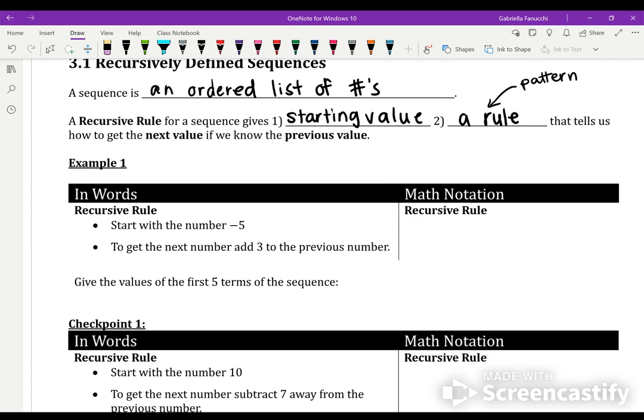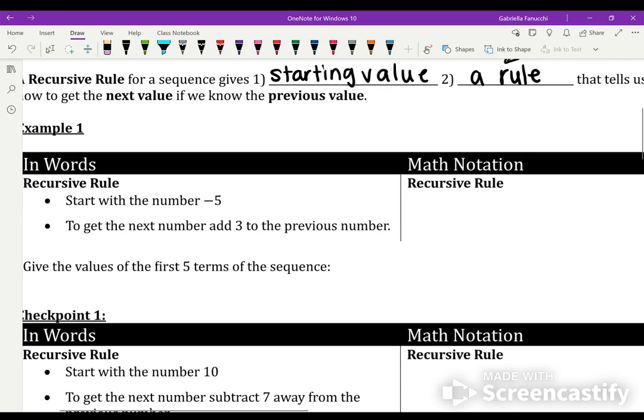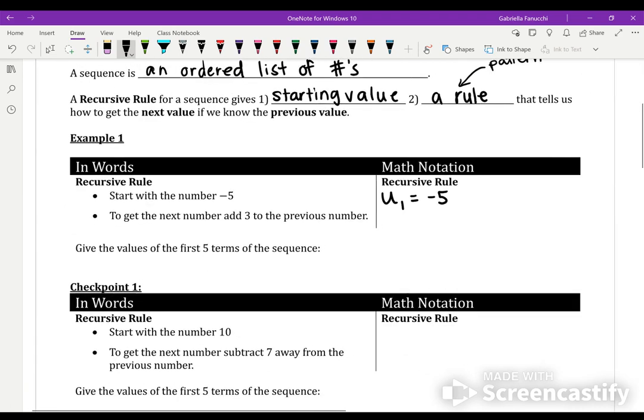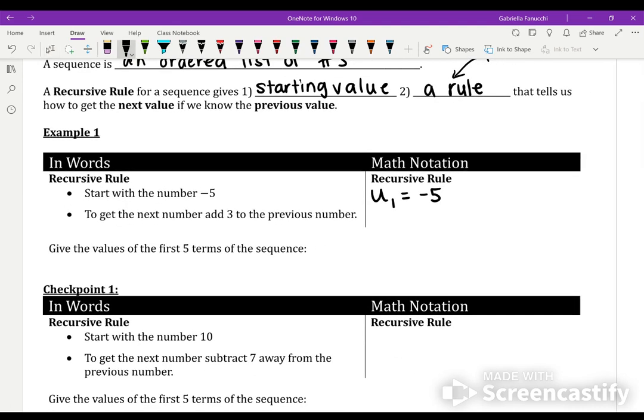So, start with the number -5. Well, remember in class we said u sub 1, that's the first term. We're given the first term and it's -5. So u1 is equal to -5, and let's put that off to the side here. u1 is equal to the first number. This is part 1 of the rule. Then we have a second part of the rule. It says to get the next number, you're going to add 3 to the previous number.